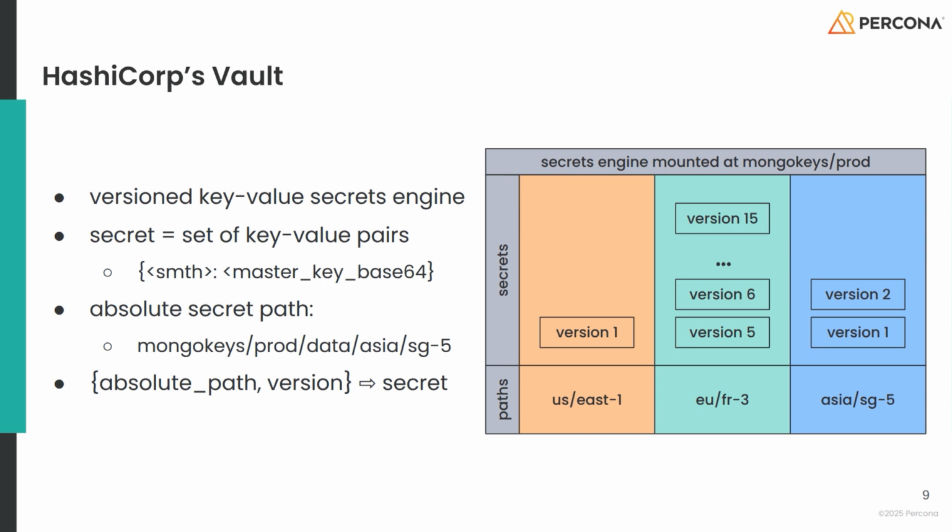In the picture, we can see an engine mounted at MongoKey's prod path with 3 versioned secrets, where their relative paths are derived from Mongo node names. And each secret has a different number of versions. By default, Vault keeps only 10 versions for each secret. And later we will see what that limitation means and how Percona server for MongoDB deals with its implications.